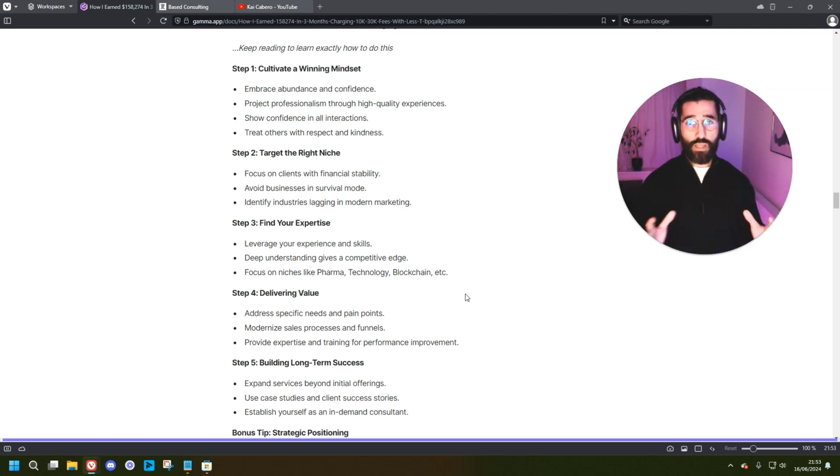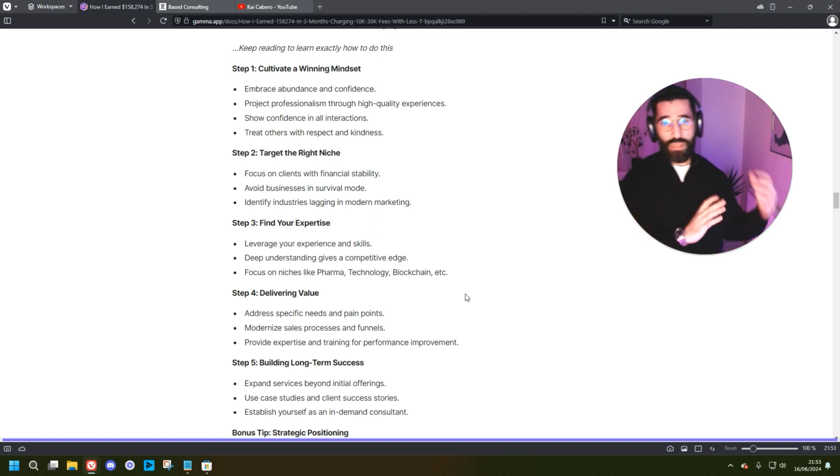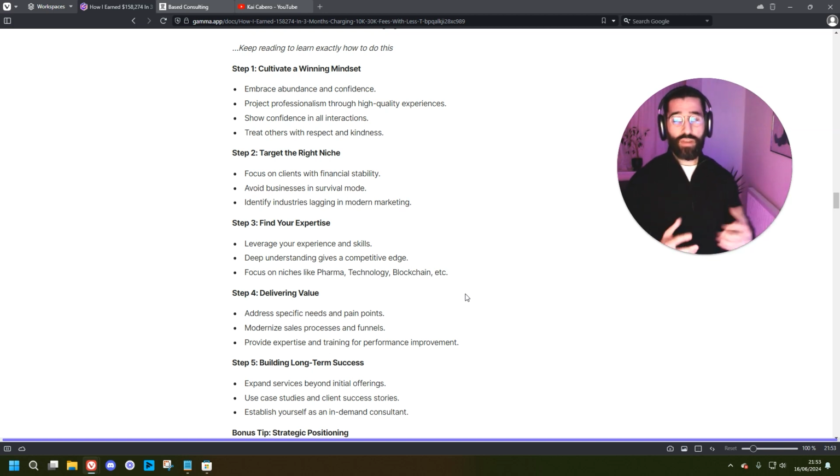So for example, some of these companies, like I mentioned, pharma, tech, blockchain, they don't have any infrastructure in place. They don't have any systems in place. It's very easy for someone to come along and fix those things up for them, okay? And you can provide your expertise and training and train their teams for performance improvement as well. So if their close ratios are poor, you can come in, consult, and help them on how to raise that.